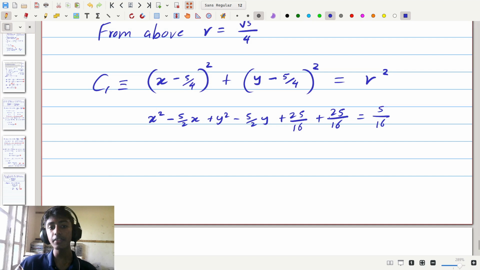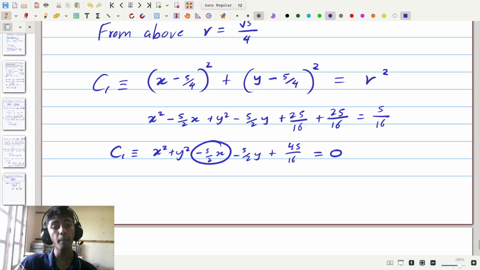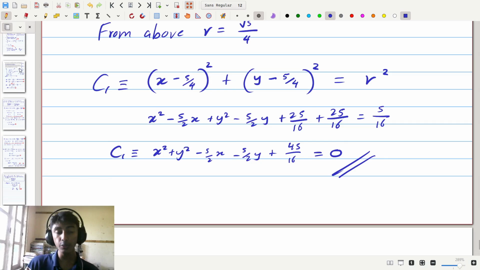Now if we clean everything up here, we can see we get C1 being given by x squared plus y squared minus 5 over 2 x minus 5 over 2 y, and then simplifying the constant terms, we can see a common denominator of 16, so divide by 16, and here we have 25 plus 25 minus 5, which is going to give us 50 minus 5 or 45. That's going to be equal to 0. So therefore this circle is the circle given by x squared plus y squared minus 5 over 2 x minus 5 over 2 y plus 45 over 16 equals 0. So with that, we have found the equation of the circle C1.